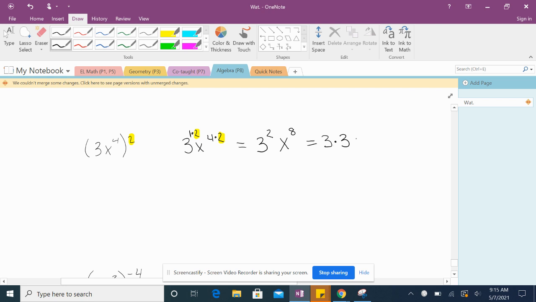So 3 times 3 is 9. And then we have to keep our x to the 8th.